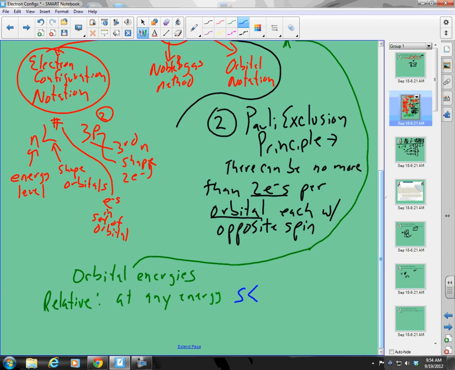S have less energy than P's. P's have less energy than D's. D's have less energy than F's. F's less than G's, and so forth. So that would mean at any energy level, meaning at any n. So like the 5s orbital is less energy than the 5p. The 5p has less than the 5d. The 5d has less than the 5f, and so forth.